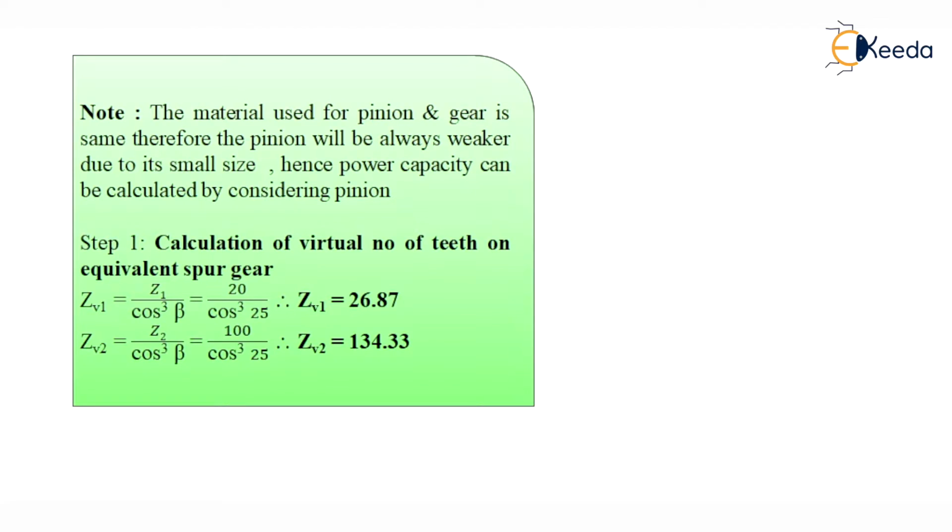Here we need to note one thing, that is the material used for pinion and gear is same. Therefore, the pinion will always be the weaker due to its smaller size. Hence, power capacity can be calculated by considering pinion.